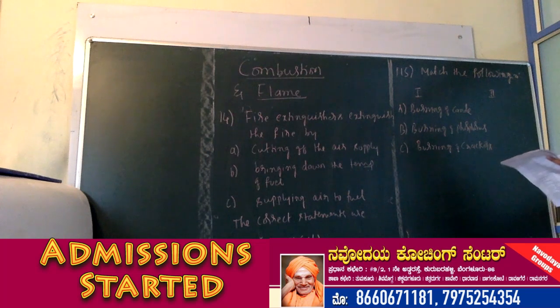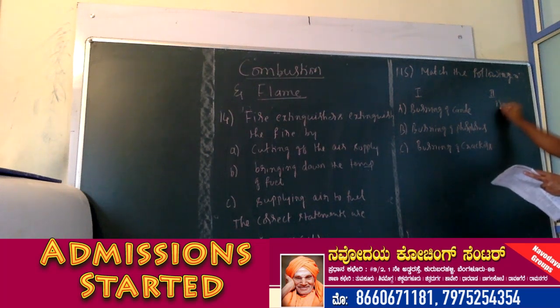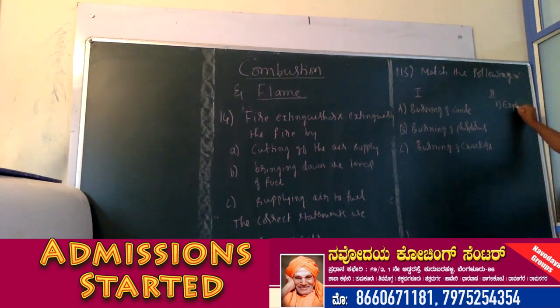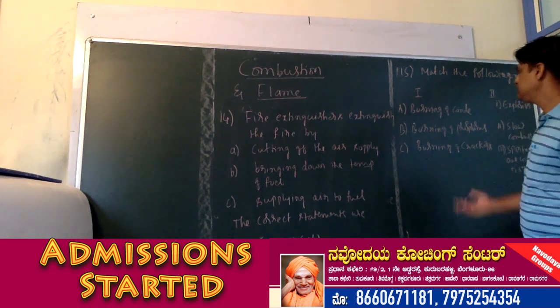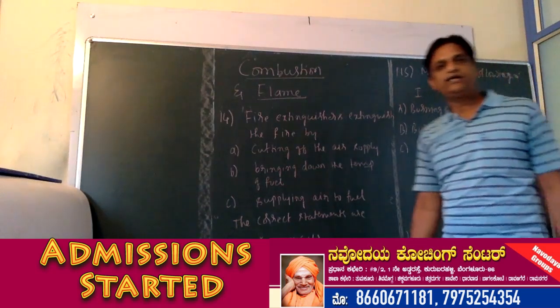So what are the options given in column 2? First one is explosion. Second is slow combustion. Then the third one is spontaneous combustion. So I have to match the following. Options will be given. So how to find out the correct option?